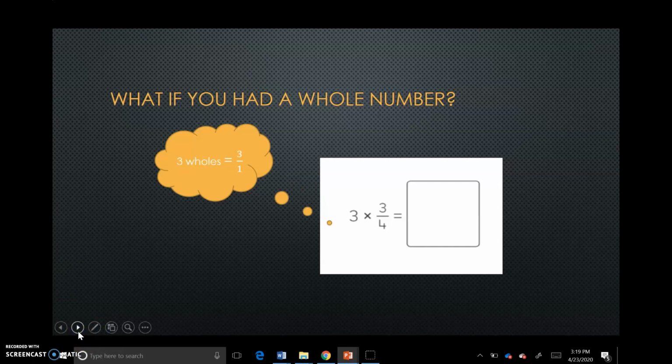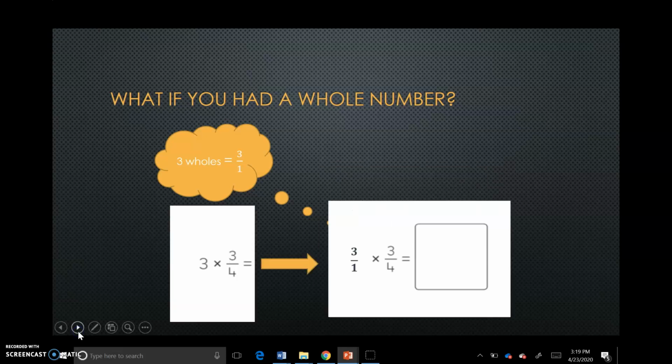Hopefully you're starting to think about the fact that 3 wholes is also equal to 3/1, 3 whole groups. So we can make that a fraction. And 3 times 3/4 could actually look something like this: 3/1 times 3/4. So hopefully you're thinking about now you could just use that algorithm again and you would get 9/4, which goes exactly with what we had talked about last week on multiplying whole numbers and fractions. We were really doing the same process. We just weren't really thinking about it in terms of the algorithm.